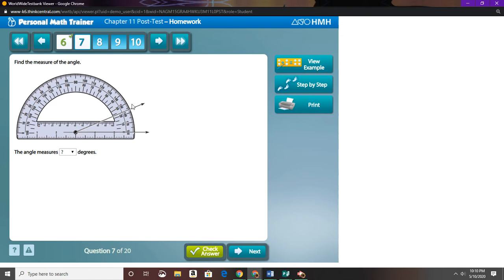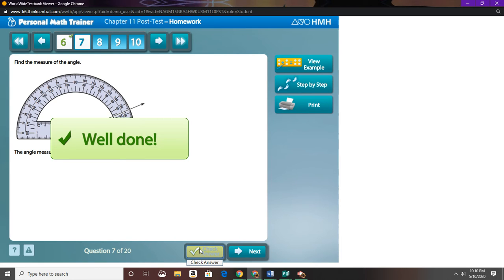When you're looking at a protractor to figure out which numbers you're reading, you need to know if you're looking at an acute or an obtuse angle. I'm looking at an acute angle. I can see that it's between 20 and 30 degrees. I can see that it's less than 25, and it looks like there's 25, 24, 23. So I'm going to say that angle measures 23 degrees. Okay.